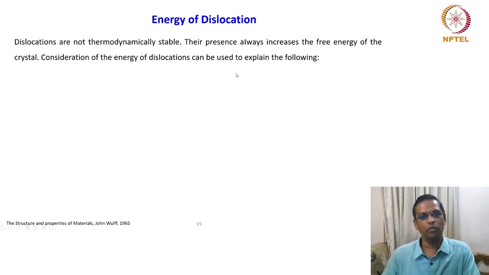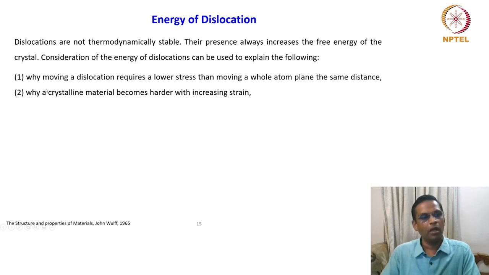Consideration of the energy of the dislocations can be used to explain the following. Why does moving a dislocation require a lower stress than moving a whole atom plane the same distance? Why does crystalline material become harder with increasing strain? So these are the first two questions, quite relevant to what we have just seen, right? The theoretical estimation of bond strength is very high. And if we say that dislocation is responsible for observing the lower strength, unless we understand the energy of dislocation itself, we cannot explain the other concept, right?